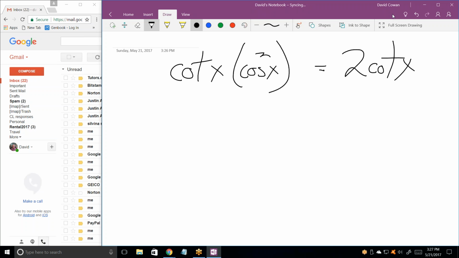And the reason you can't do that, whether it's an algebraic equation or a trig equation, is you can never divide both sides of the equation by a variable that might end up being 0.